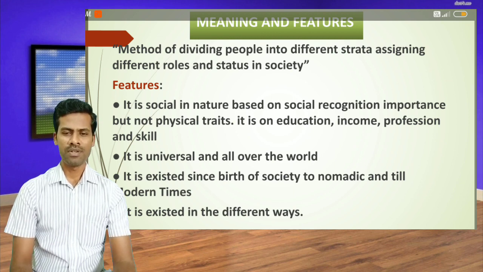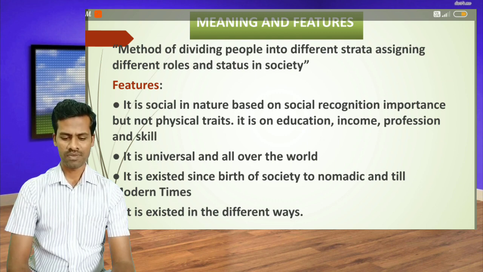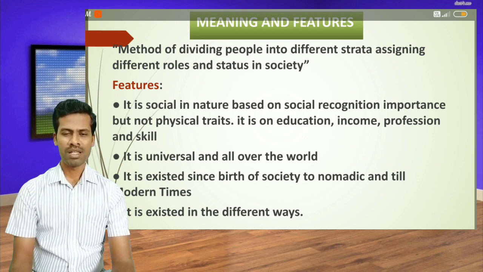Okay, next one is features. What are the features of stratification? Let's take them point-wise. The first one, it is social in nature. It is based on recognition and importance, not physical traits. It is not on the basis of physical differences of human beings. It is based on education and income, profession and skill. The stratification is based on skill, profession as well as income and education.